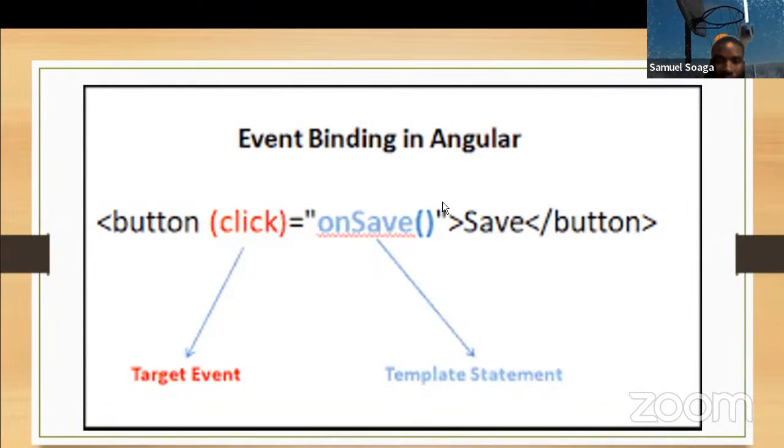In this example, onSave is a method that has been defined in the component. Let's assume you've done something in this application. Once you want to save what you've done, there's a button that says save. In that button, you use event binding to bind the click function. We're telling Angular that once this button is clicked, it should run this onSave method, which is defined in the component.